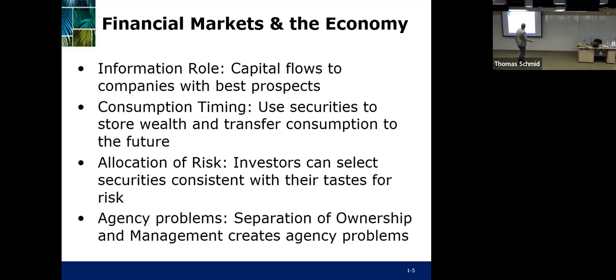Okay? So if you think about potential reasons why financial markets should benefit the economy, we can think about a couple of them. This is not all of them, just an overview, or just some examples. What is often argued is that financial markets fulfill a very important information role, because they allow funds to flow to the companies, or more generally to the borrowers, with the best prospects. Okay.